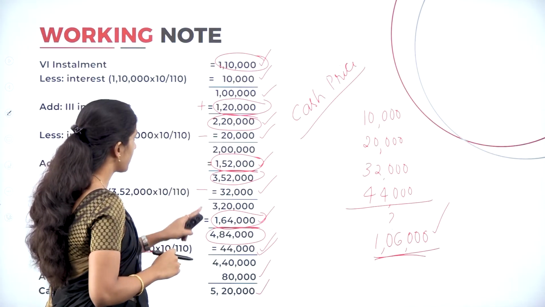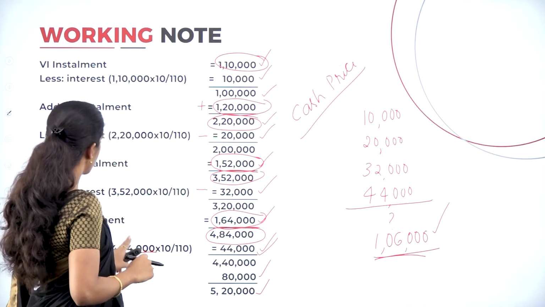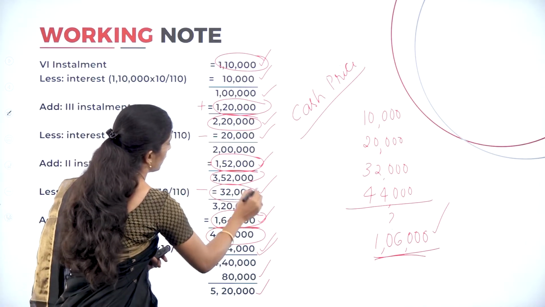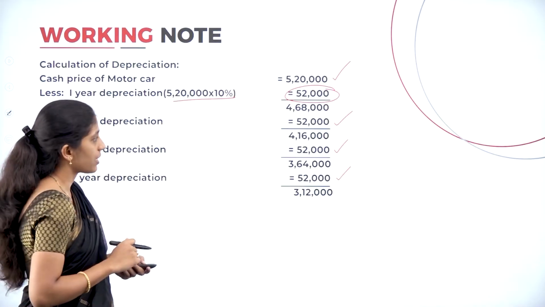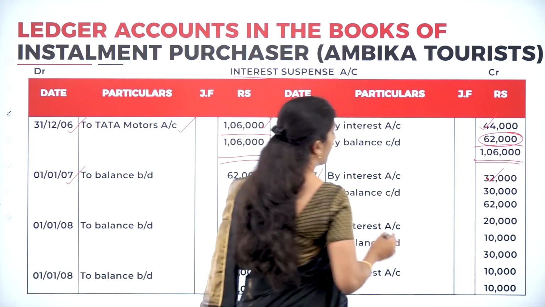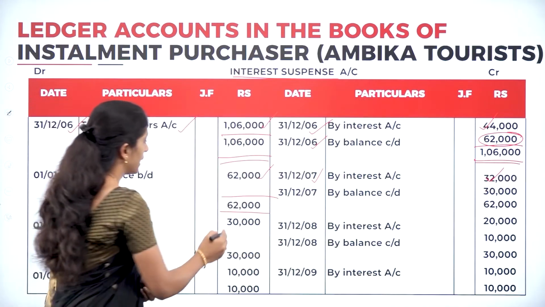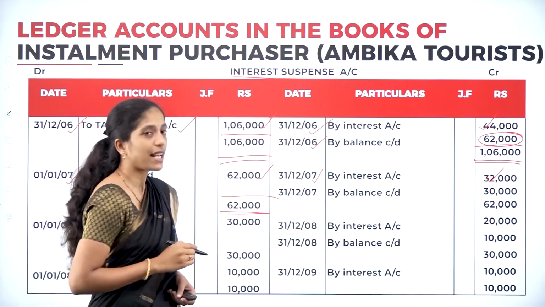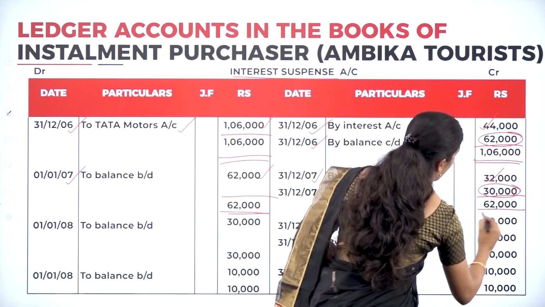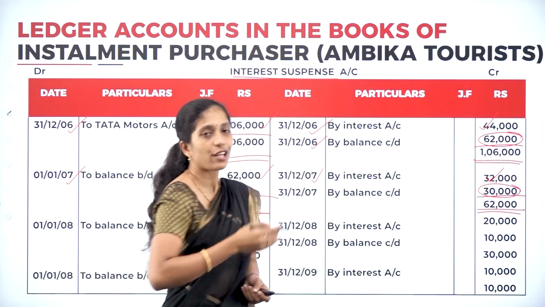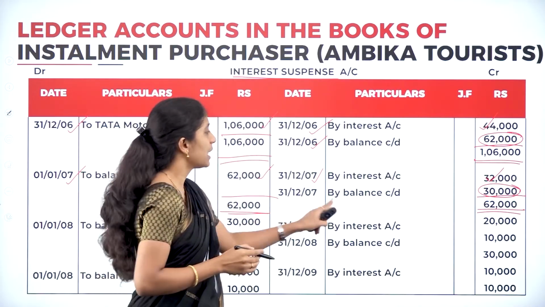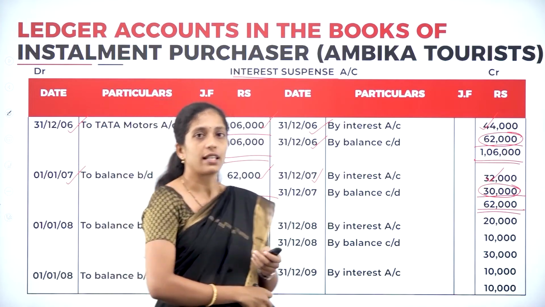So second year interest is how much? That is 32,000. So second year interest, record that amount. Now balance both the sides. In your debit side, it is 62,000, whereas on the credit side, you get a balancing figure of 30,000. Now this 30,000 has to be carried down to the next year. That is 31st/12/07 by balance carried down 30,000.